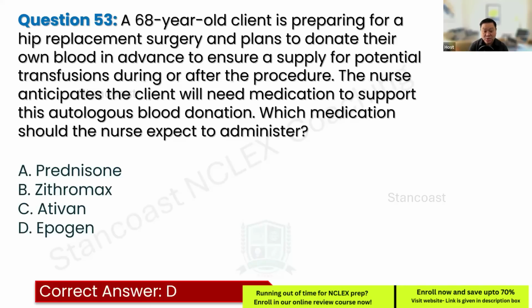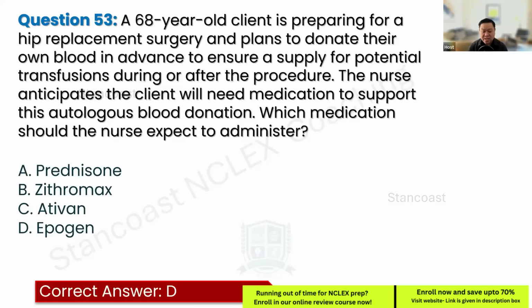can allow the client to store their own blood before surgery. Letter A, prednisone is a steroid, and this can delay healing and it does not boost red blood cell production. Letter B, zithromax is an antibiotic. It doesn't increase the red blood cell count. And same thing with letter C. This is a tranquilizer. It does not affect blood cell production.